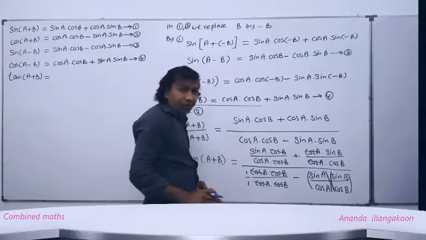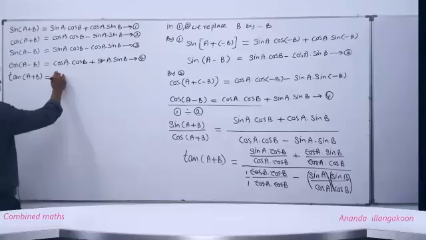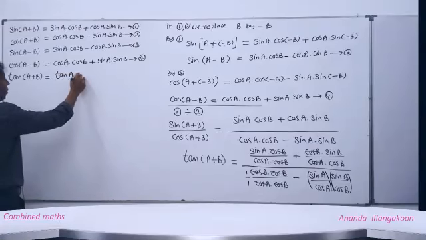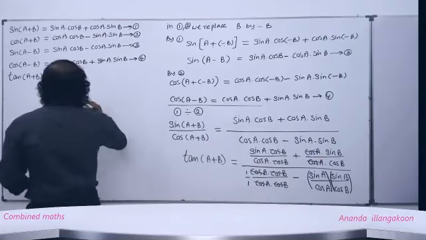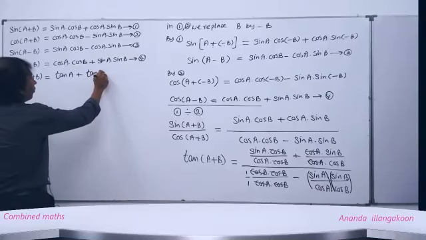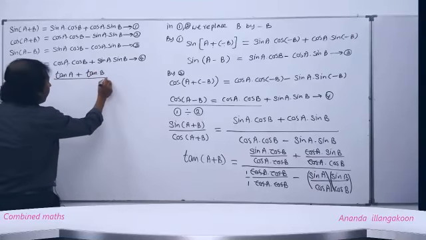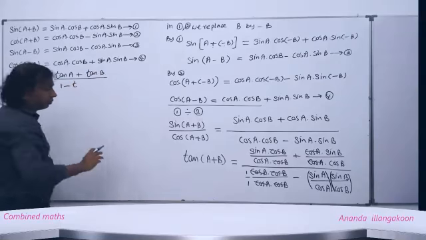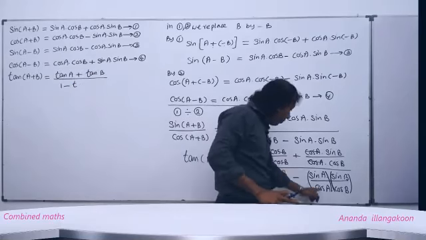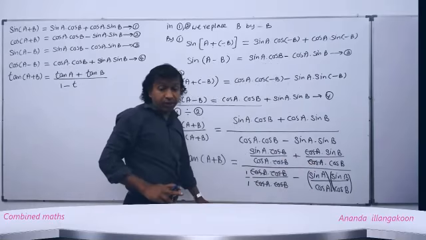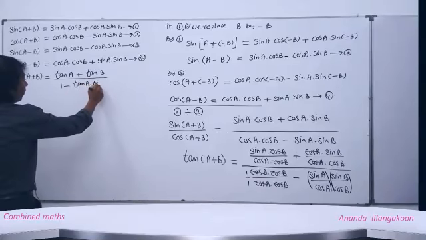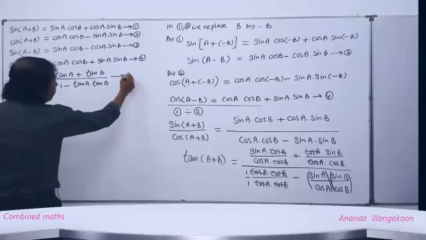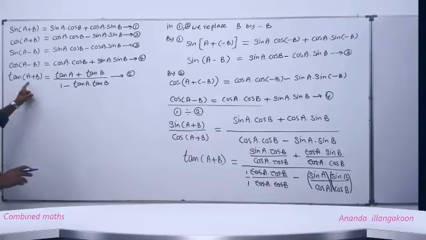Sin A divided by cos A is tan A, plus sin B by cos B, tan B, divided by 1 minus. Okay, this is 1 now. Sin A by cos A is tan A, sin B by cos B is tan B: tan A tan B. This is number 5. This is the tan A plus B formula.